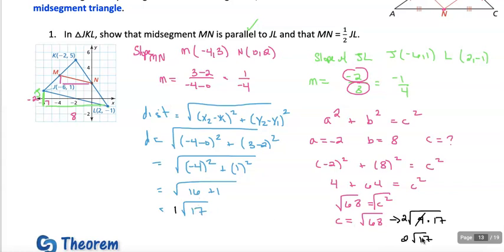MN here. If you're unsure, if you literally just put the square root of 68 divided by the square root of 17 into your calculator, you will see that you end up getting 2, to verify that MN is half of JL, or JL is twice the size of MN. So you can do it either way.